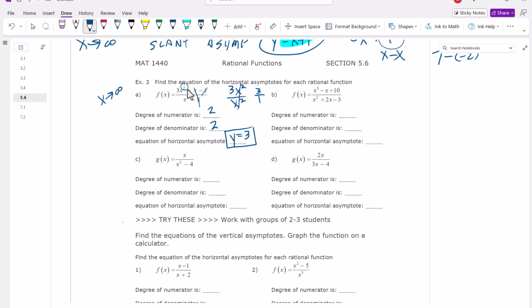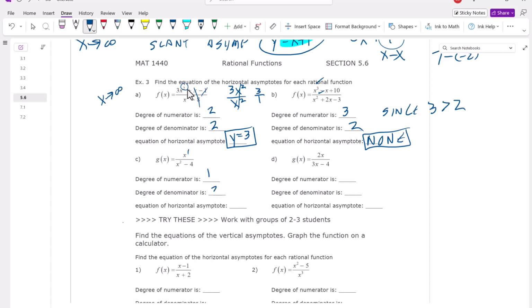Okay, this one, the degree of the numerator is 3, the degree of the denominator is 2. So since the degree of the numerator is larger than the degree of the denominator, that means there is no horizontal asymptote. You would get a slant asymptote on this, but I'm not going to compute this one. I want you to be able to do the case I did on the previous page.